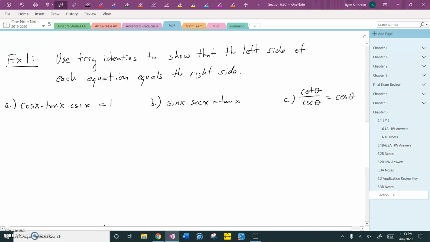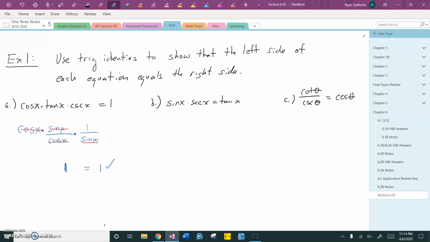The first thing you usually do with these identities is, if nothing else, start with just writing things in terms of sines and cosines. So cosine, I'm not really going to do anything with this, but I know tangent is sine of x over cosine of x, and cosecant is 1 over sine of x. And so now cosine divided by cosine is 1, sine divided by sine is 1. We have shown that 1 is equal to 1, that this is an identity that is true.